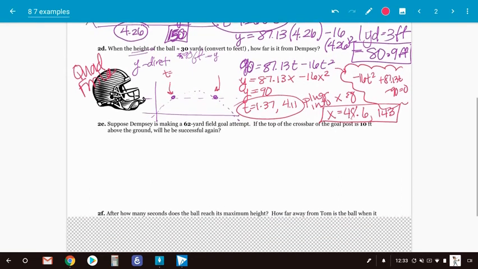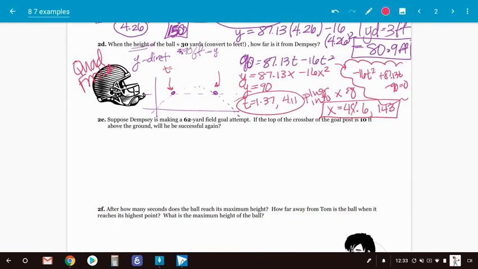So suppose he's making a 62-yard field goal attempt. I'm just going to write this now. This is 186 feet when you multiply it by 3. Okay, so he's making a 62-yard field goal attempt. 186 feet is our x direction. Okay, so we know the answer to our x direction. The top of the crossbar post is 10 feet above the ground.